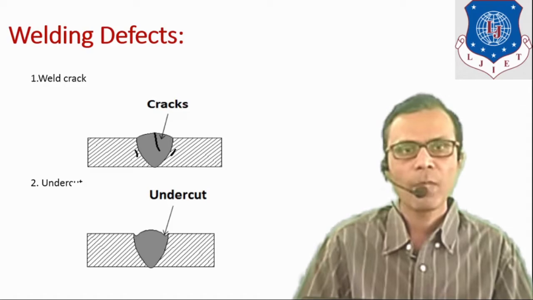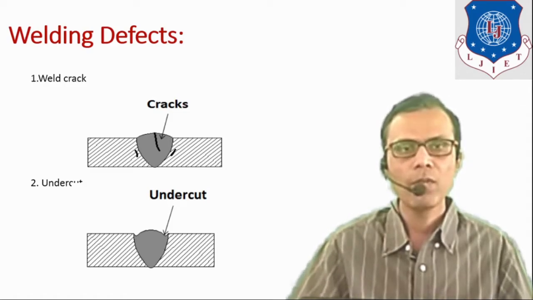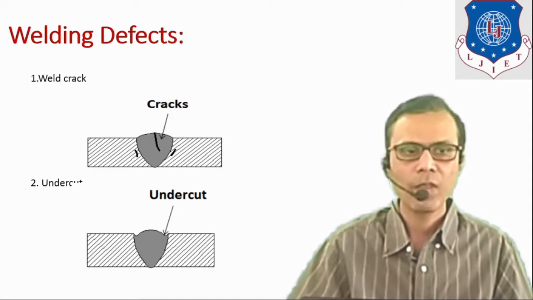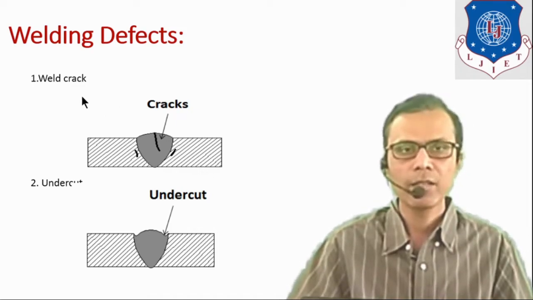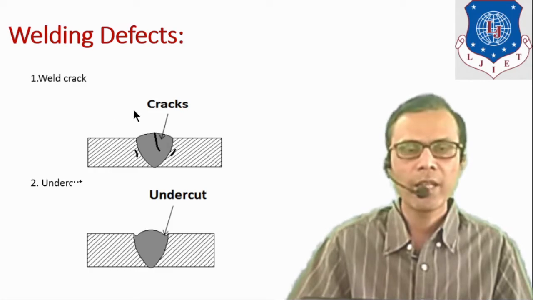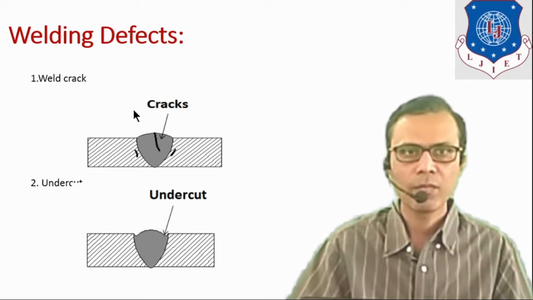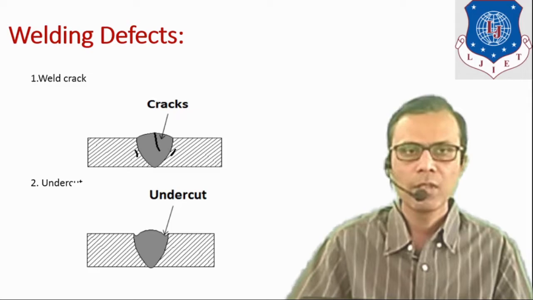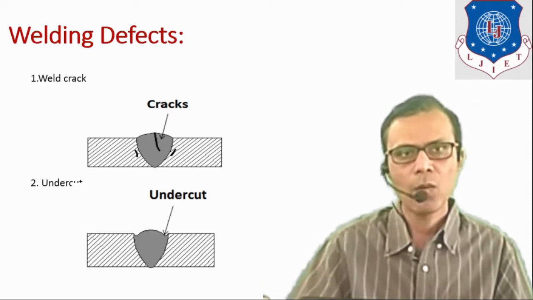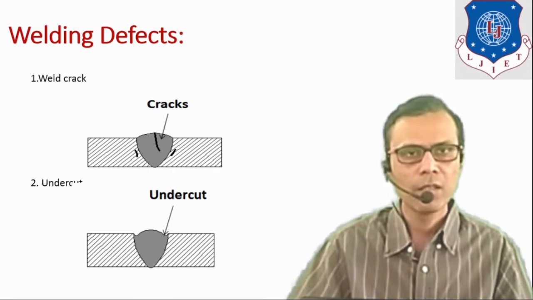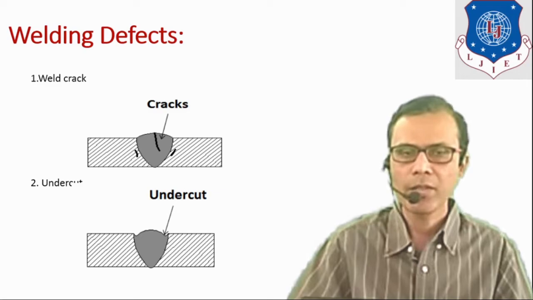Next topic is different types of welding defects. First defect is weld crack. It is the most undesirable welding defect. Now there are two types. First is hot crack. If the crystallization temperature or melting temperature of the base metal is above 1000 degrees Celsius, then during crystallization hot crack may take place.